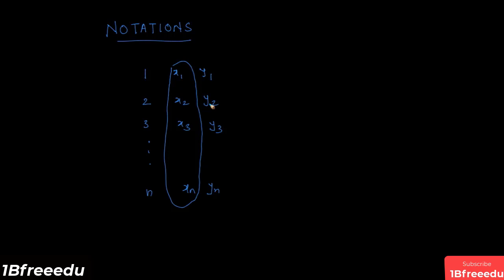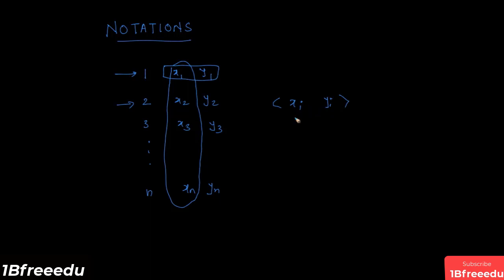y2 is the output when x2 is given as input, or y2 is the class of this data point x2, and so on and so forth. So this is a data point, right? Data point 1, data point 2. Let's say we have this data point xi comma yi. I pick a data point randomly, the ith data point xi comma yi.